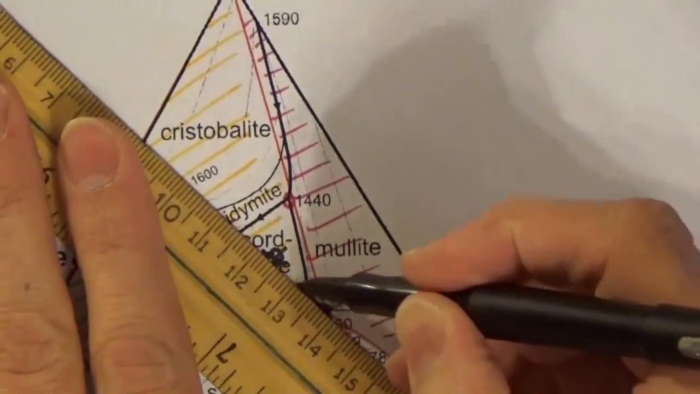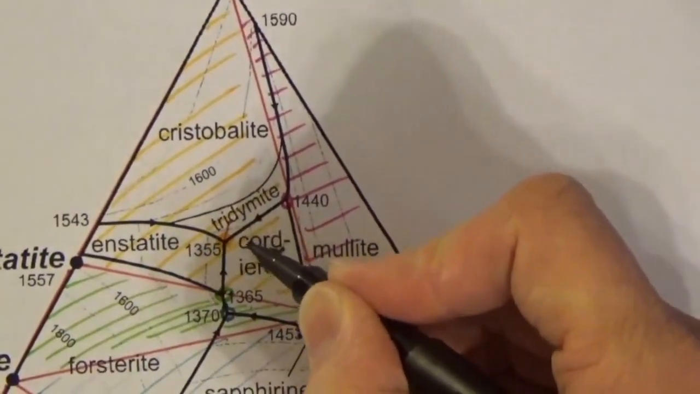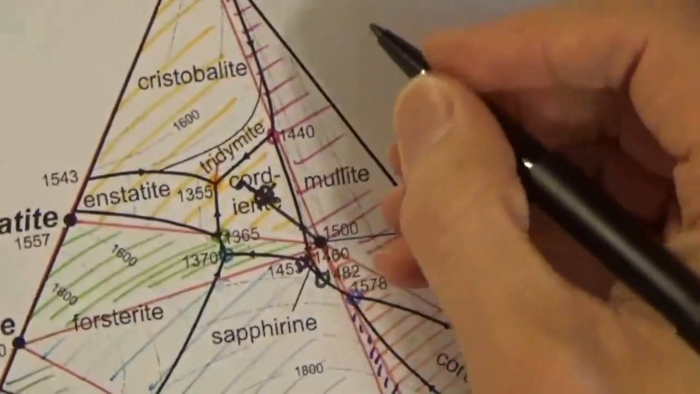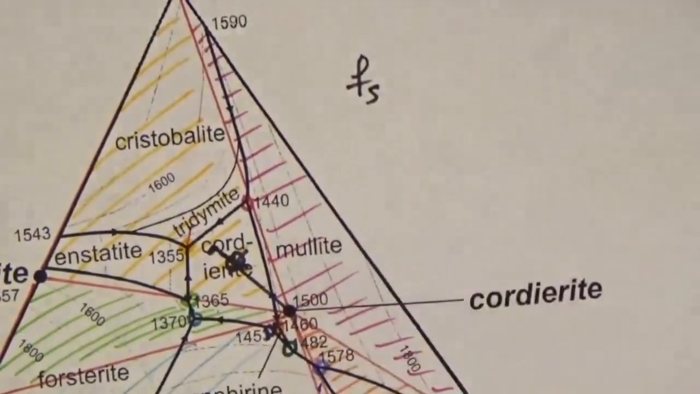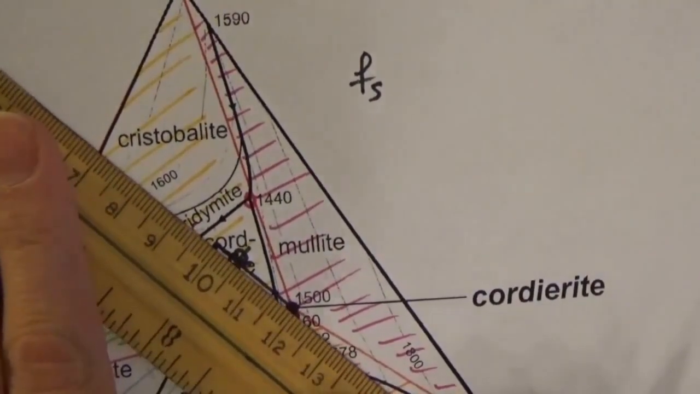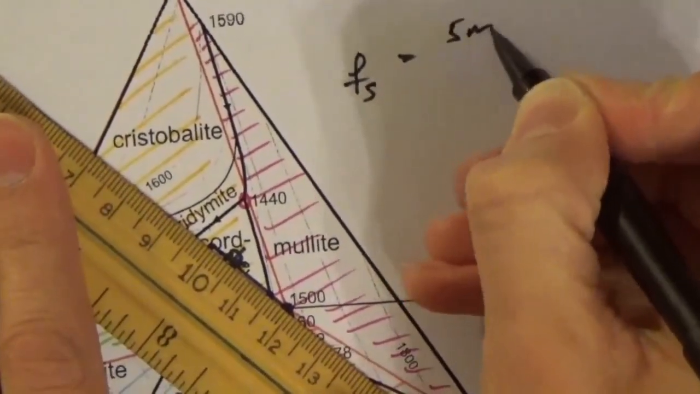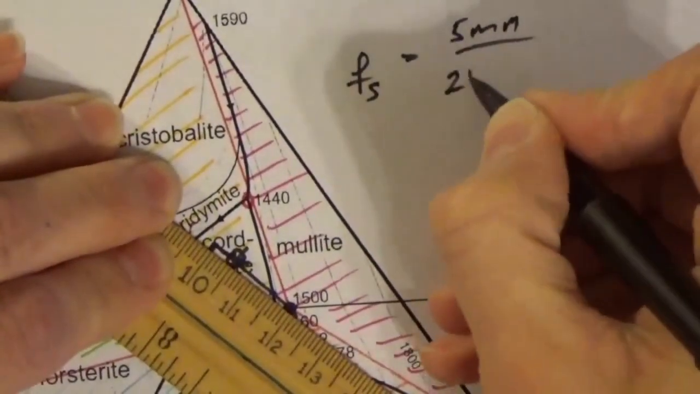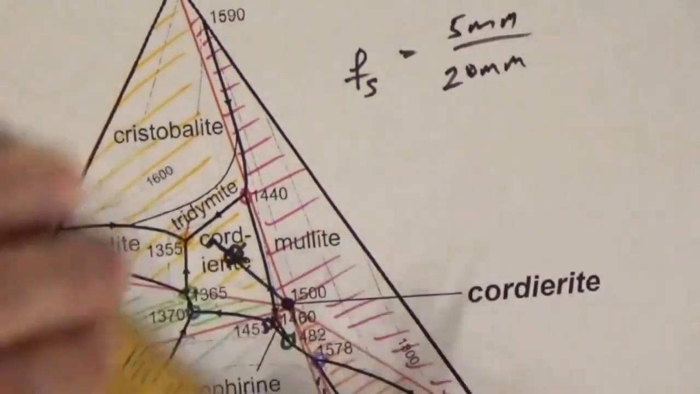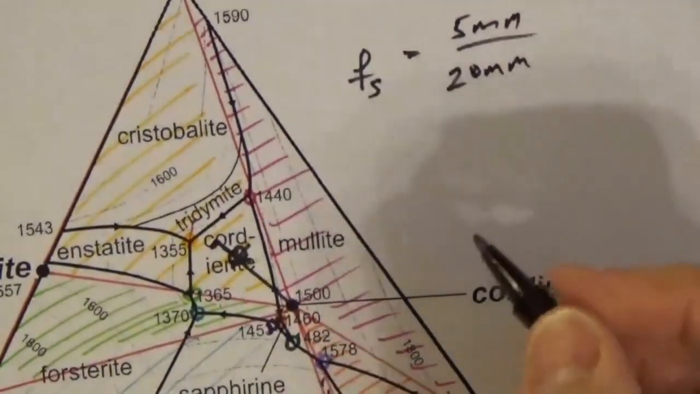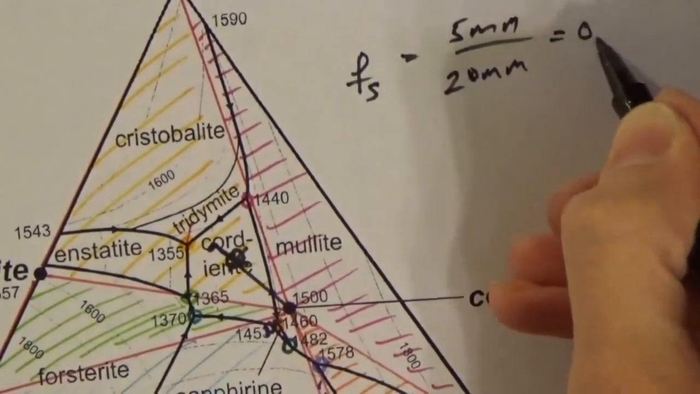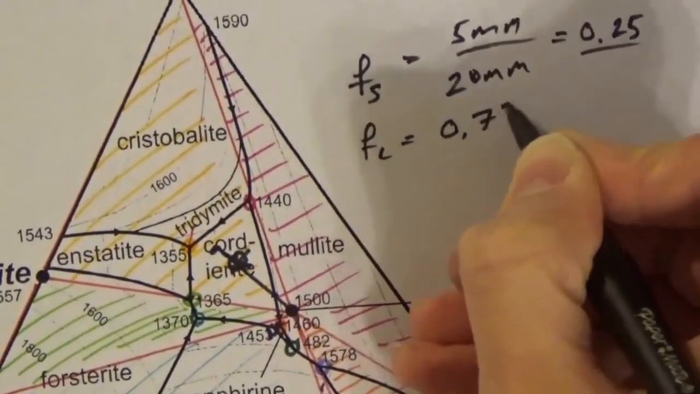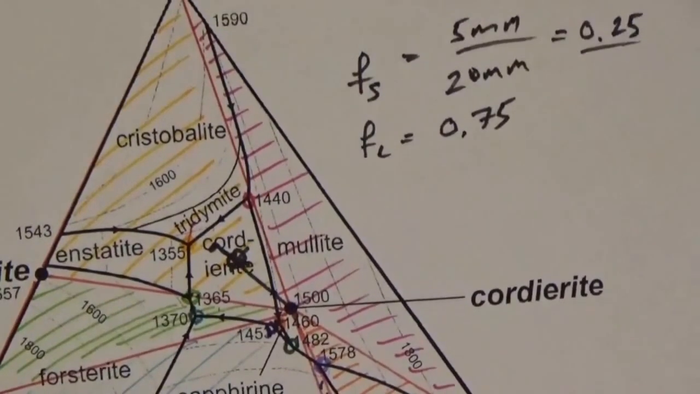And let's say we have a tie line that does that. And we say, okay, what's the fraction of solid? Well, the fraction of solid, which is the cordierite, we measure that. It's going to be like 5 millimeter divided by, what is that? About 20 millimeter. Right, so that tells us that's around 25% solid, which means the fraction of liquid is 0.75.